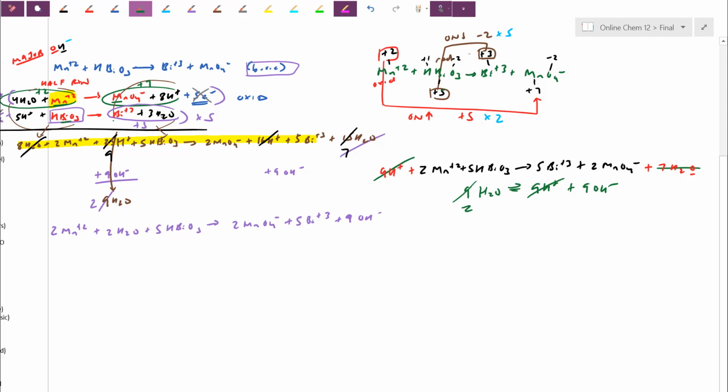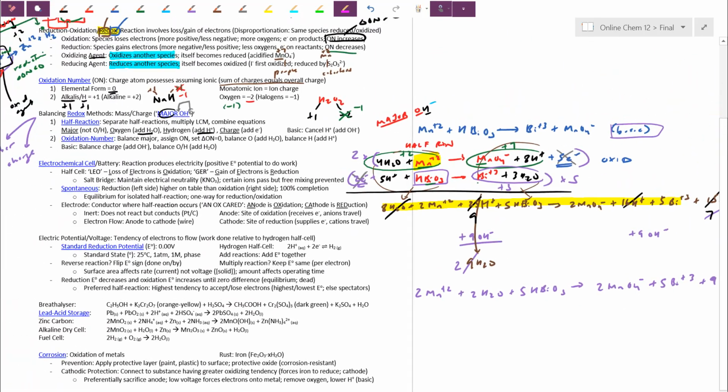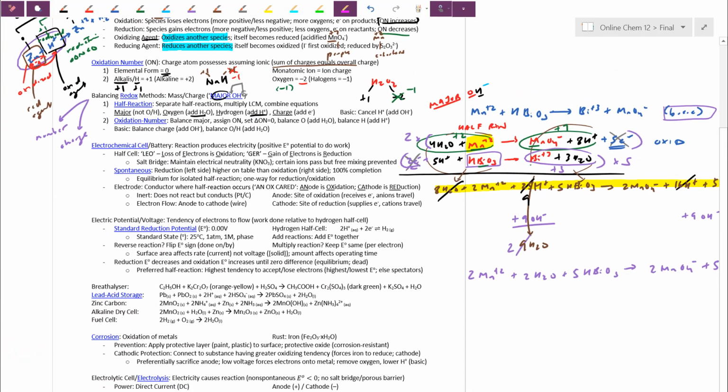Okay, so they're just going to say balance. You choose one or the other. Usually I find oxidation number method is a little bit quicker, although it's a little bit more error prone, this one here is a little bit more systematic. Okay, so make sure you practice some of the balancing there.